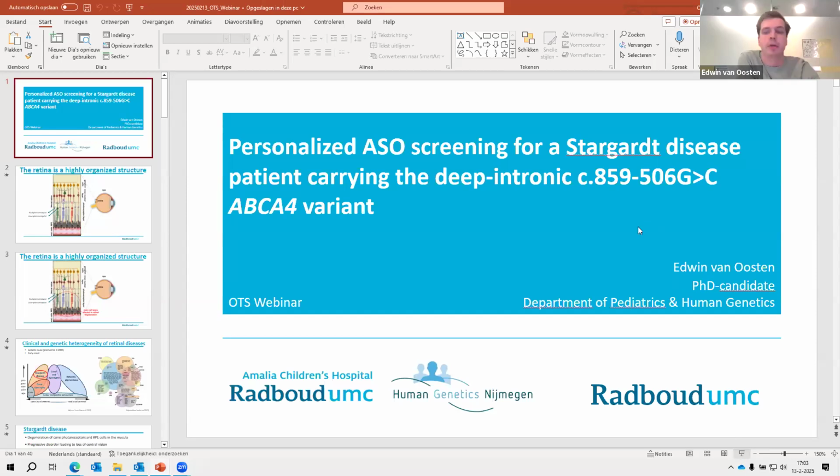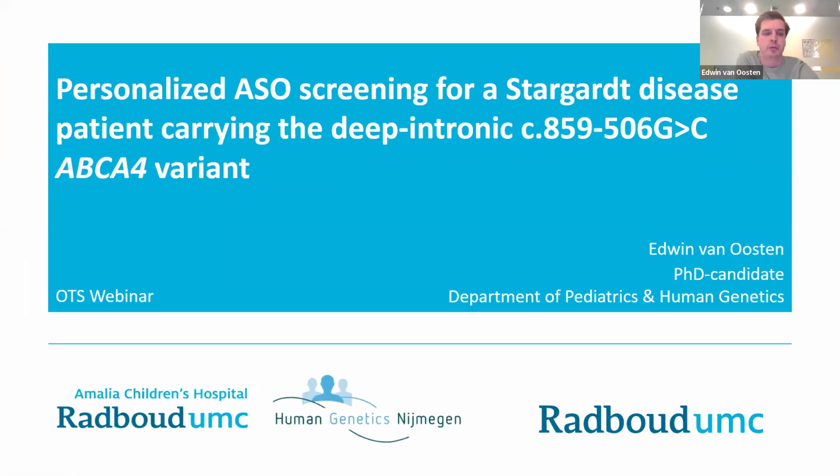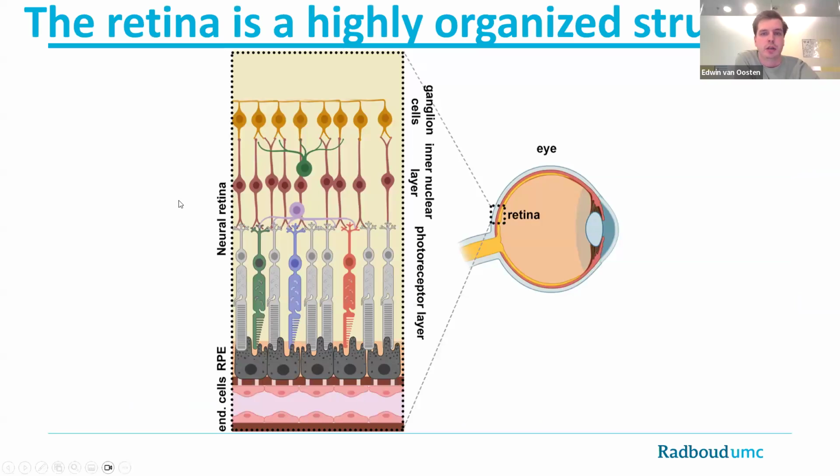So indeed, I'm doing my PhD at the Radboud UMC within both the Amalia Children's Hospital as well as the Human Genetics Department within the Radboud UMC. And today I'll give an update on my project, which is a personalized ASO screening for a Stargardt disease patient carrying a deep intronic ABCA4 variant. And before we do this, I'll give a quick introduction on the eye and specifically the retina.